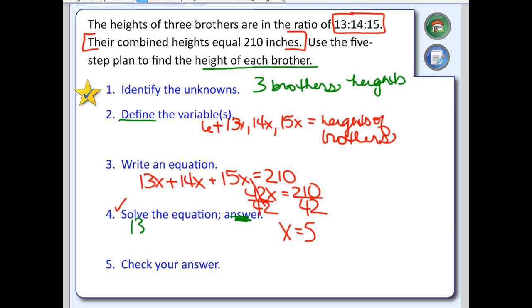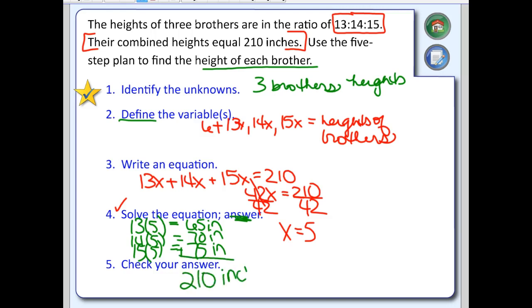Well, 13x, 13 times 5 is the first brother, and so we're going to get 65 inches. Okay, brother number 2 is 14 times 5. And so that's going to give me 70 inches. And brother number 3 is 15 times 5. And that's going to give me 75 inches. Now, what's going to be the easiest way to check? Good job. We're going to add all those together. And if we do, we get 210 inches. Great job. So tonight's homework, section 7-1.